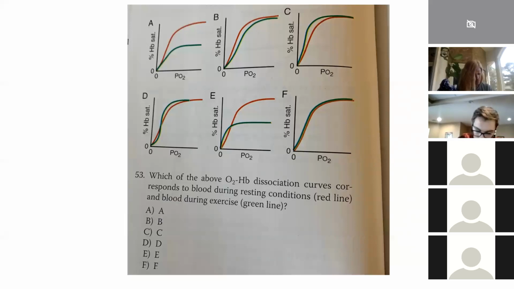Okay, so take a minute and think about this question. This question is showing red and green curves, and it asks which of the above oxygen hemoglobin dissociation curves corresponds to blood during resting conditions, red line, and blood during exercise, green line. So take a minute and think about that. Which one do you think would be green, or would be exercise, sorry?